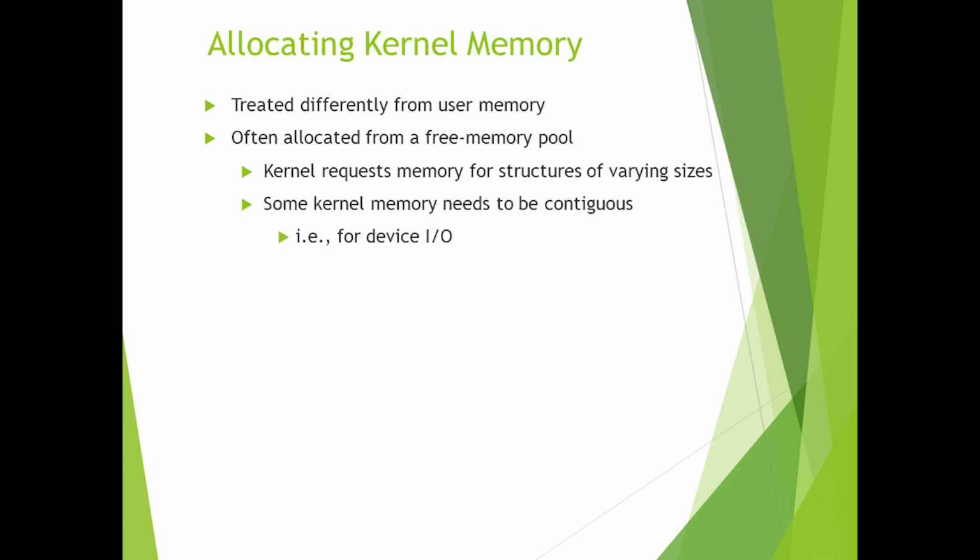Kernel memory is treated differently from user memory, and is often allocated from a free memory pool. The kernel requests memory for structures of various sizes. Some kernel memory needs to be allocated contiguously. For example, in the case of I/O management, it needs contiguous memory allocation. Now, the different types of allocating memory.